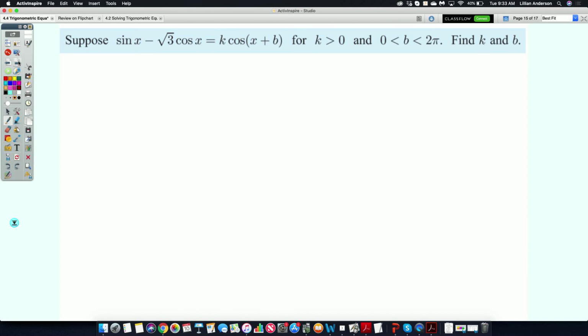Let's take a look at this one. Give you guys a few minutes to see if you can figure out how to tackle this one. Suppose that sine x minus the square root of 3 cosine x is equal to k cosine of (x plus b). K is greater than 0 and b is in between 0 and 2 pi. You have to find the value of k and b. I want you to take a few minutes, see if you guys can figure out a starting place, then I'll see where you are.